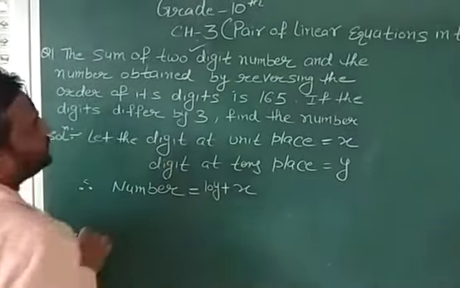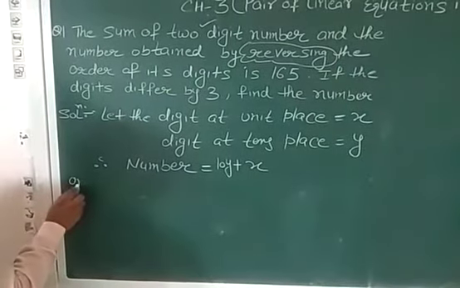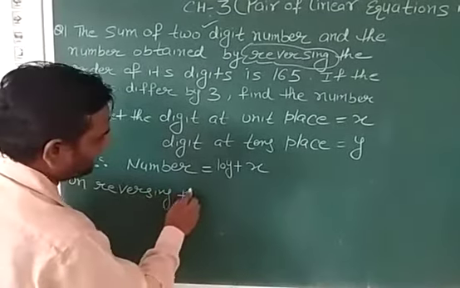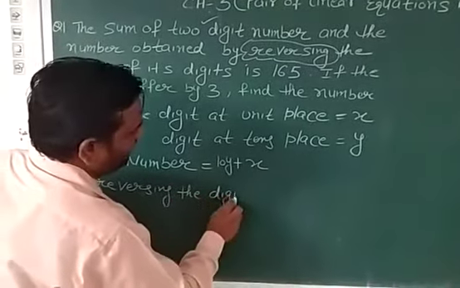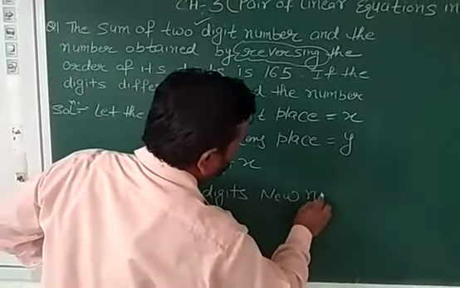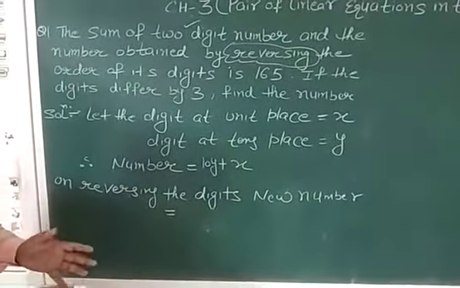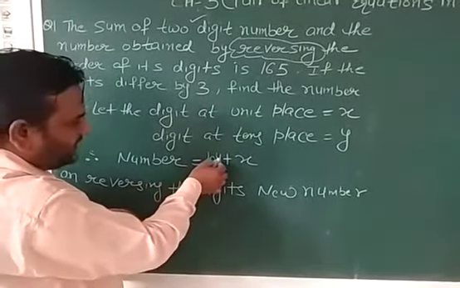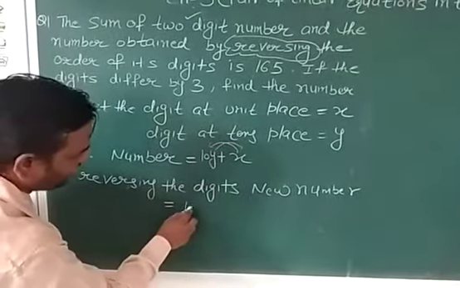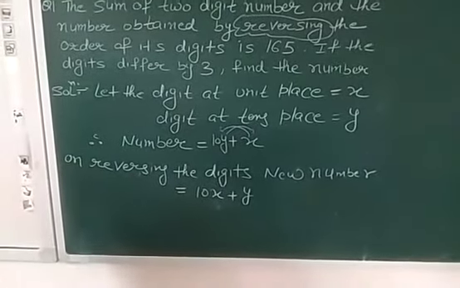So that is the original number. The second is what? The reversing order of the digits. So I am writing here, students, on reversing the digits, what do we have? On reversing the digits, the new number. What is our new number, guys? Once we change the order of the digits, the places of y and x are interchanged, so it comes out as 10x plus y. This is our number with reversed digits.